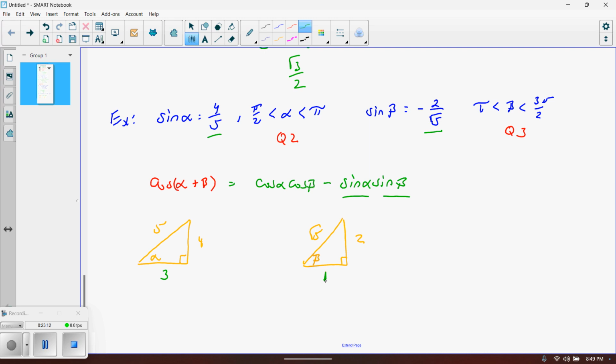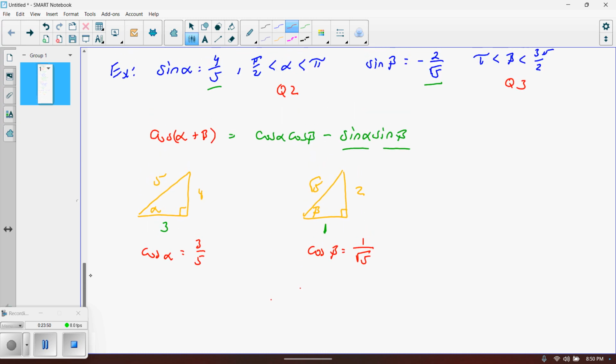The reason that's important is because now it allows me to find the cosine of each one of these things. So I know now that the cosine of alpha, based upon this right triangle, is adjacent 3 over hypotenuse 5. And that the cosine of beta, based upon the second triangle, is adjacent 1 over hypotenuse root 5. Now I have everything that we need to plug into our formula to find the value of cosine of alpha plus beta.